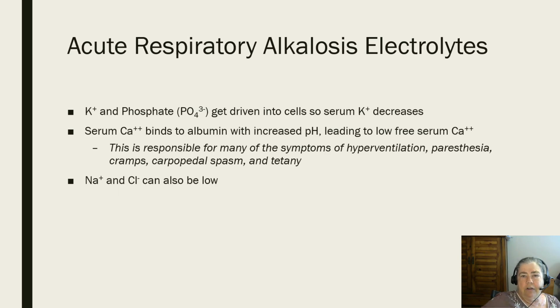In a respiratory alkalosis, there are some changes in the electrolytes. So, in respiratory alkalosis, hydrogen ions are going to move out of cells and potassium is going to go into cells. So, your serum potassium goes down. The opposite of what occurs in acidosis for calcium occurs in alkalosis. More of the serum calcium ions bind to albumin. So, you have low free serum calcium. And this is why people who are hyperventilating develop some of the symptoms they develop.